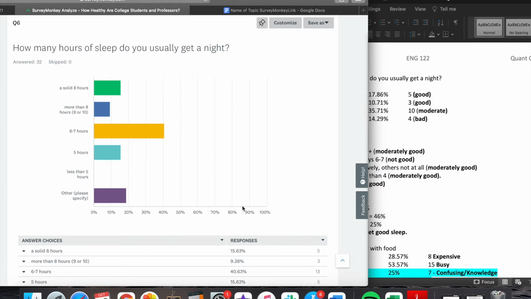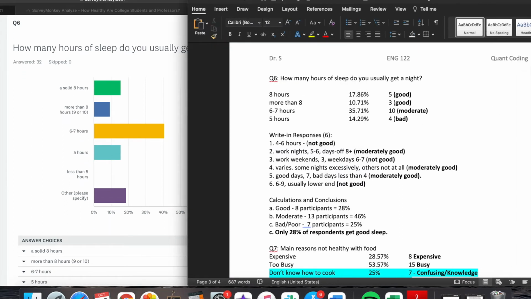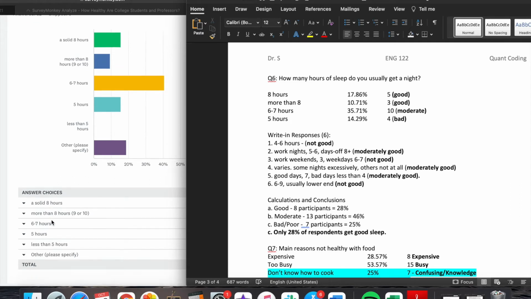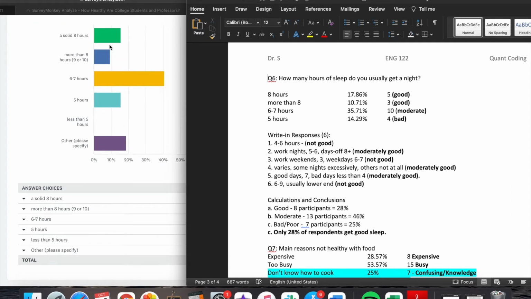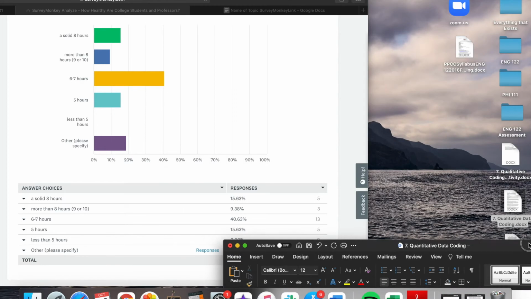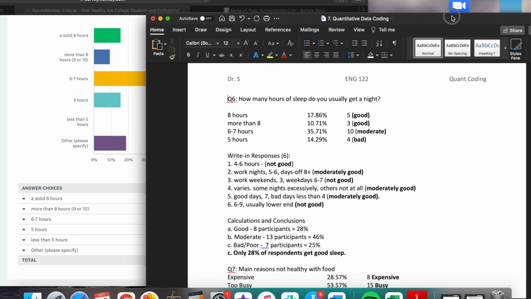So here's my checkbox question, and I had people write it in. That's what these answer choices are. They maybe didn't like any of these, or they clicked on one and they gave me an answer. I think that's what it was. Yeah, they.